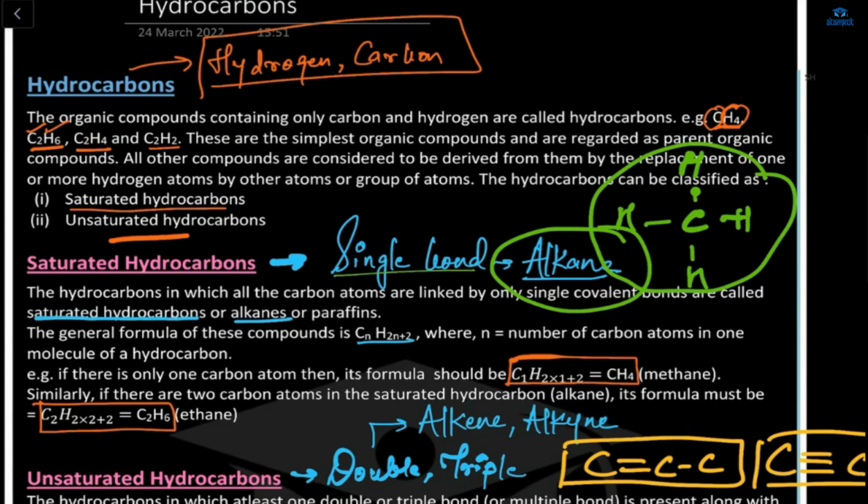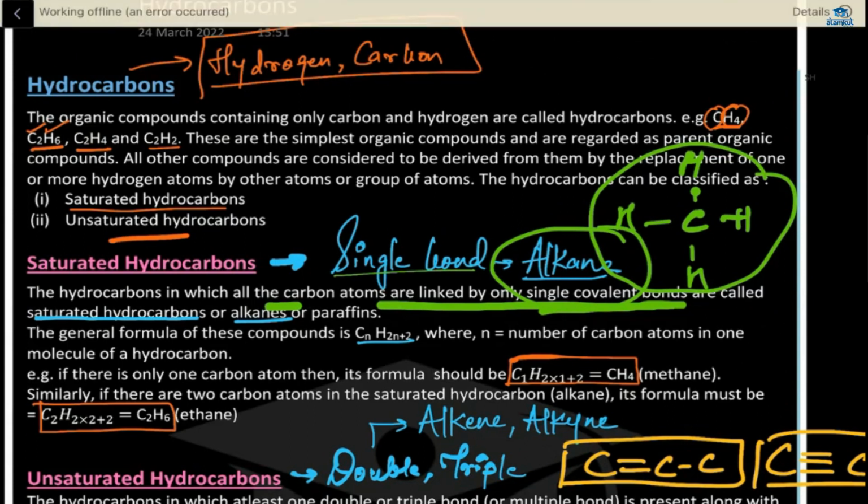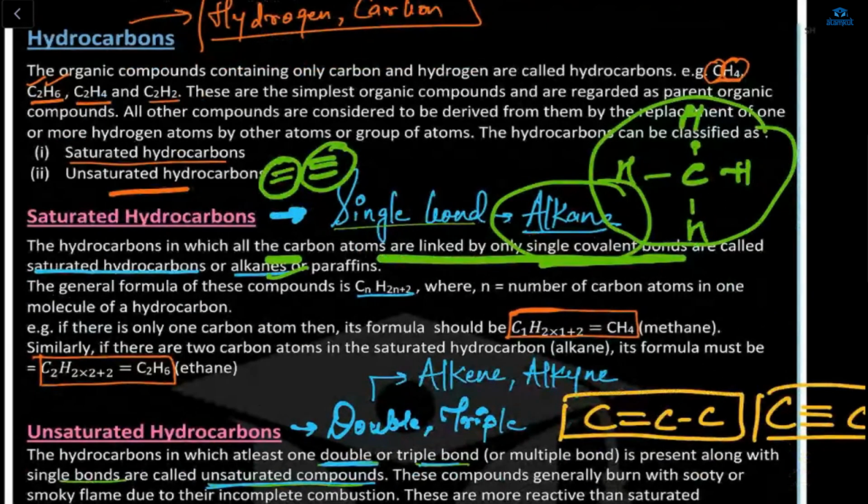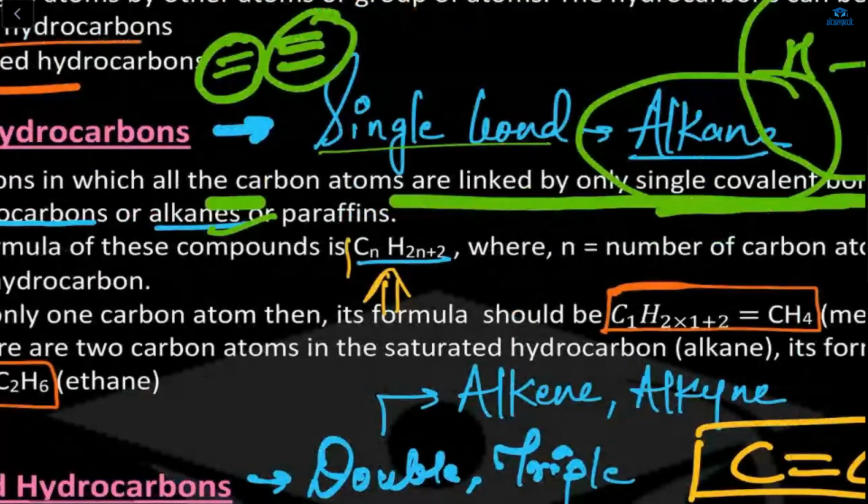So the hydrocarbons in which all the carbon atoms are linked by only single covalent bonds, those are saturated hydrocarbons, which are also known as alkanes. The double and triple bonds are known as alkenes and alkynes: alkenes have a double bond, and alkynes have a triple bond. And the general formula of alkane is CnH2n+2. This is the general formula of alkane.